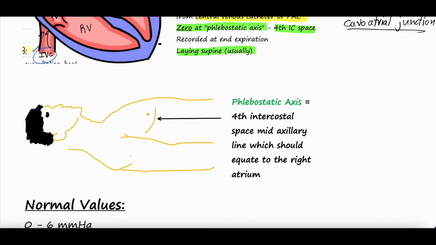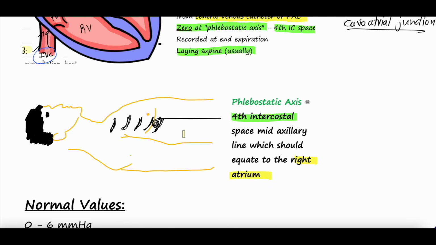And the fourth intercostal space is going to be the fourth space, the space between the ribs, right? So ribs 4 and 5. So you can count ribs, 1 rib, 2 ribs, 3 ribs, 4 ribs, 5 ribs. Then you'd have your fourth intercostal space here. And the reason that they say measure this at the fourth intercostal space is because that is about the area where the right atrium is in the body.